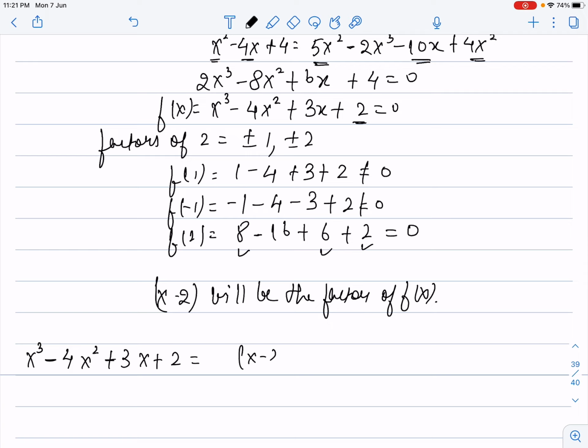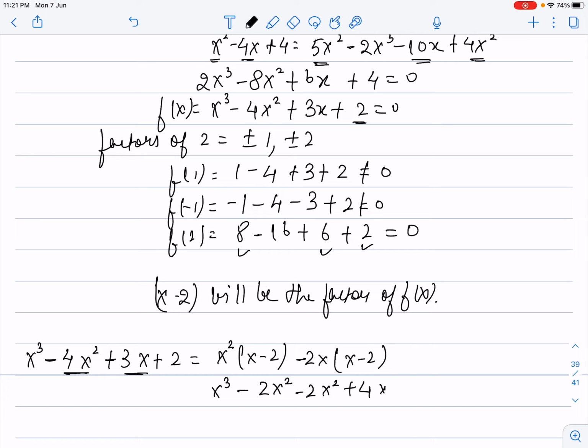x minus 2 is the factor. I could generate a polynomial using its factor. I would have to multiply it by x square, so I will be getting x cube minus 2x square, but I want minus 4x square. So I would have to generate minus 2x square extra. So x minus 2 I will be multiplying with minus 2x, so minus 2x square plus 4x will be generated.